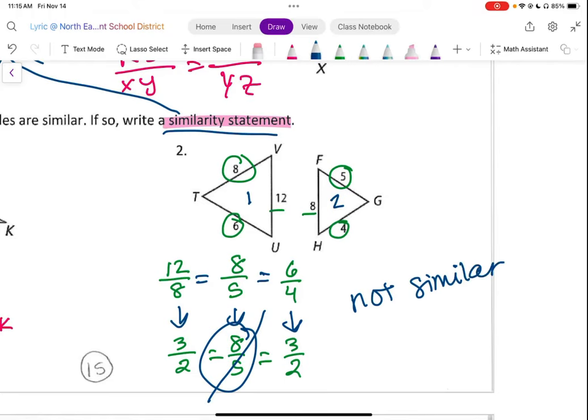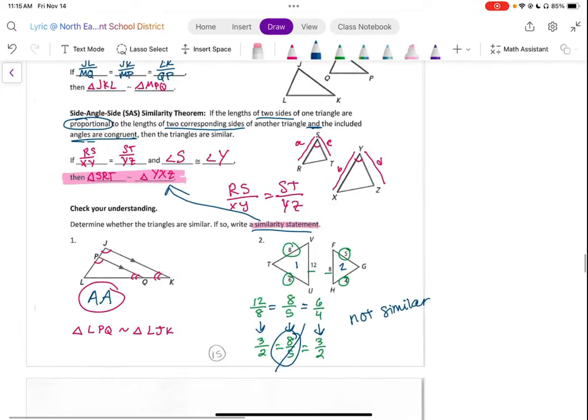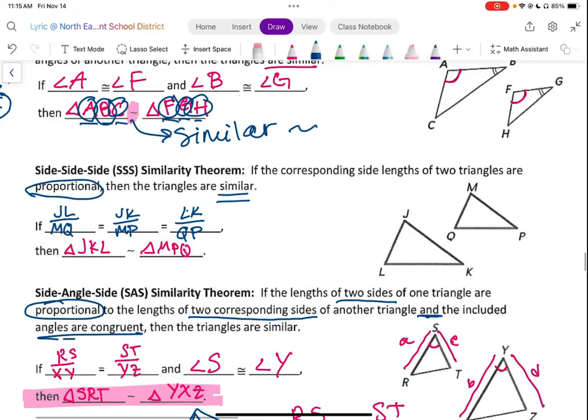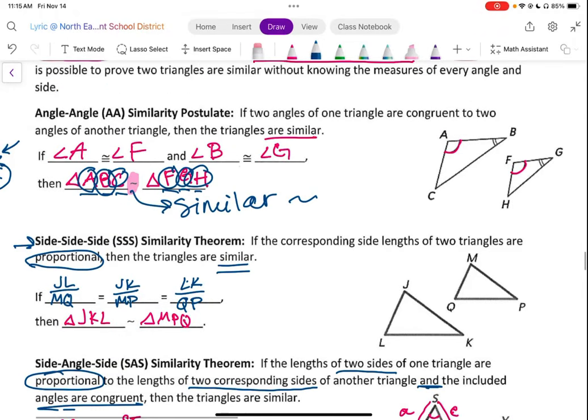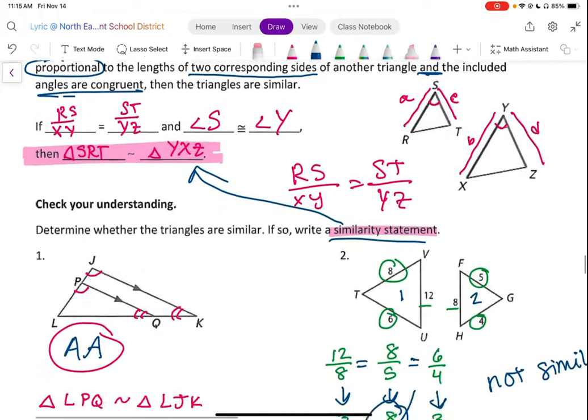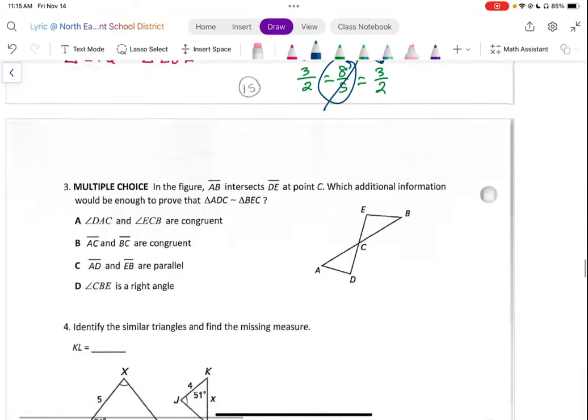In order for them to be similar, we would have needed all three sides to be proportional. In this case, it does say side, side, side. So on the first one, we only need two angles, but here we need all three sides to be similar, or yeah, proportional. All right, let's scroll down.